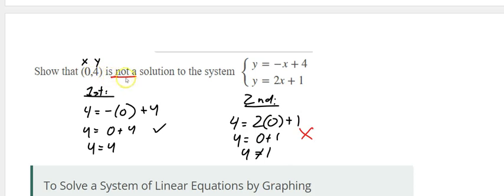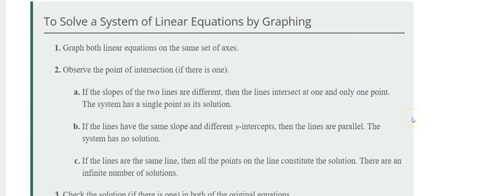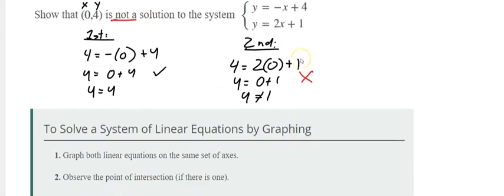So as you can see, they're correct here in what they're saying. Show that (0, 4) is not a solution, and we found out it's not a solution because for this to be a solution, (0, 4) has to be able to be put into either one of these linear equations, and it has to work. So we have a little checklist that we can do here to solve a system of linear equations by graphing. Graph both linear equations.